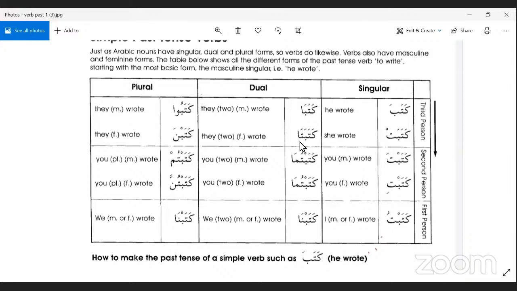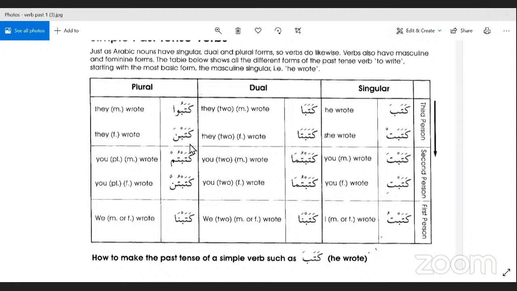Katabata is two females writing. Again, the alif is showing that two persons are doing the action, and the ta before the alif is showing that the female is doing the action. So katabata is going to be they two females wrote. Katabna: the suffix nun is showing that the action is done by multiple women, more than two women, and the translation for that will be they wrote.